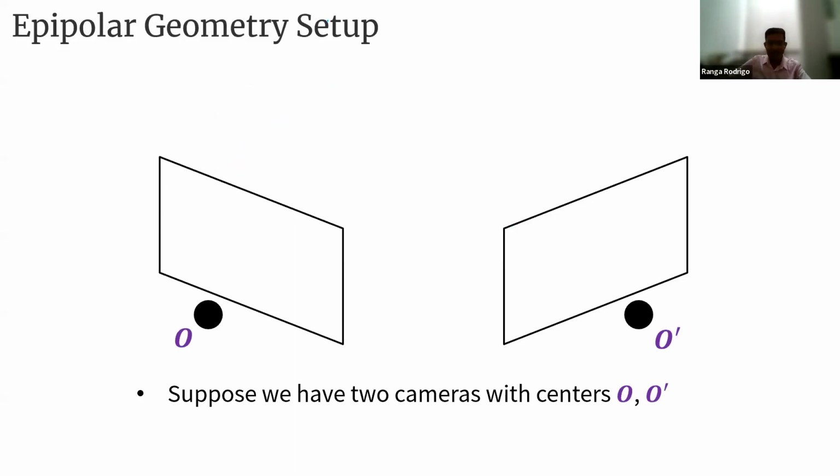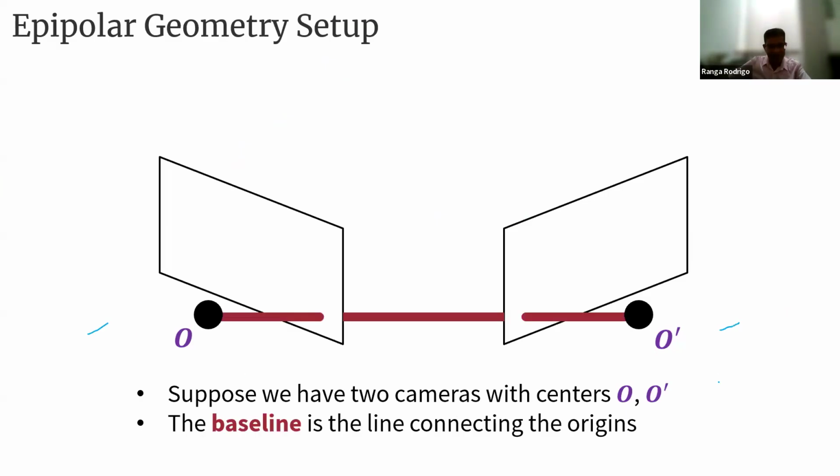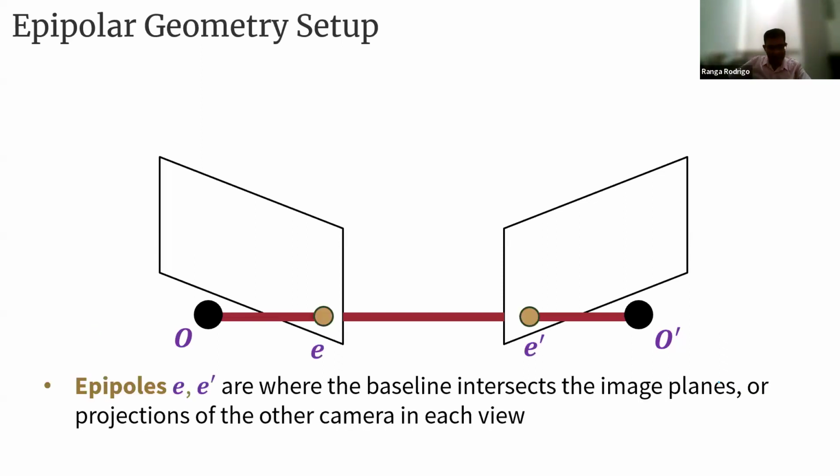So let's look at this epipolar geometry setup, which I described earlier, step by step. Suppose we have two cameras with centers O and O prime. You can see the centers here, the camera center of the first camera and the second camera, O and O prime. And then when we join them, we call it the baseline. So the baseline is the line joining the camera centers. And epipoles are the places where the baseline cuts the image planes, epipole E and epipole E prime. For the second camera things, we always use the prime symbol. Can you see that prime symbol?